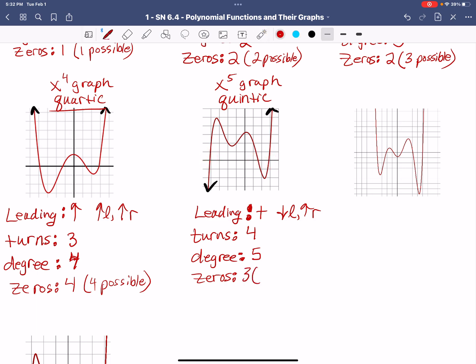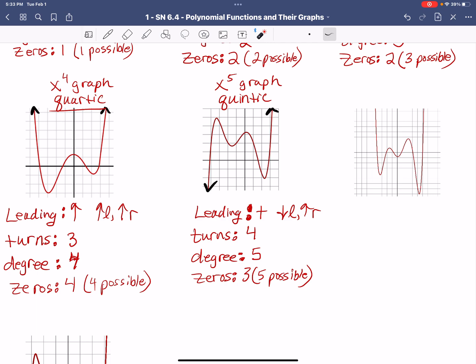But because this was degree 5, I had 5 possible zeros. And what I could have done to get that 5 is this vertex right here, if it had gone further down and come back up, before it hooked back up, then I would have had 2 more zeros. I would have had 1 more there and 1 more there. Then that would have been 1, 2, 3, 4, 5 zeros.